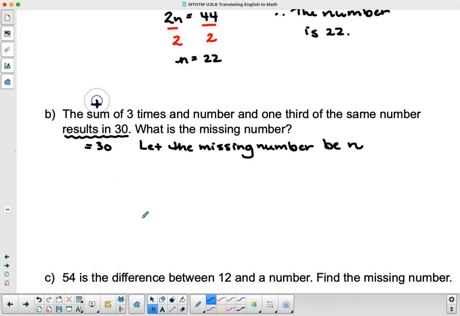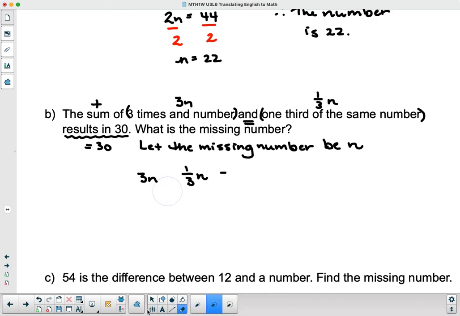The sum of 3 times a number. So sum, remember, means that we have a plus somewhere, but we got to be careful with this one because it says the sum of 3 times a number and, so this is telling us the two things that have been added together, 1/3 of the same number. So let's try and turn this into a math statement. Remember, 3 times a number is going to be 3n, and 1/3 of the same number will be 1/3 n. We need 3n and 1/3 n, and since it's a sum, we put a plus in there. Here's where our equals goes, equals 30.